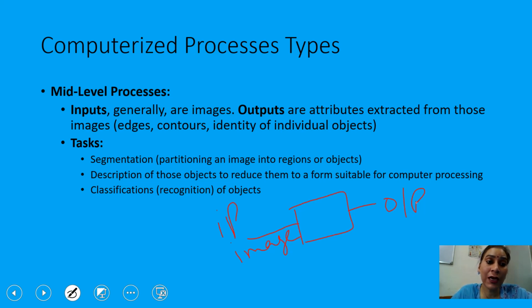What type of task is done by the mid-level process? Here comes the segmentation. Segmentation is partitioning an image into regions or objects. When we divide an image into parts, let's say this is my image and I divide this into S1 and S2 parts. Then description of those objects to reduce them to a form suitable for computer processing. Then classification. Here comes the recognition. So in mid-level we undergo segmentation, description and classification.